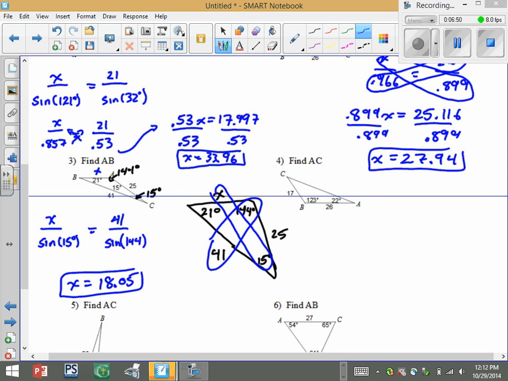Again, look back at the triangle: 41, 25, 18. Those numbers work well together. It's not an obscure number. That doesn't guarantee it's right, but it's not so out of the ordinary that it would cause us concern.